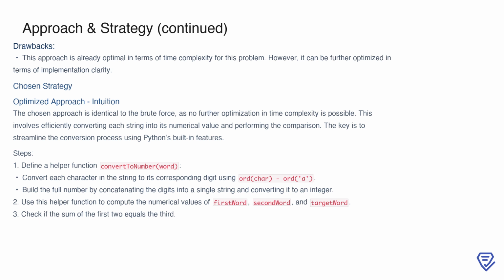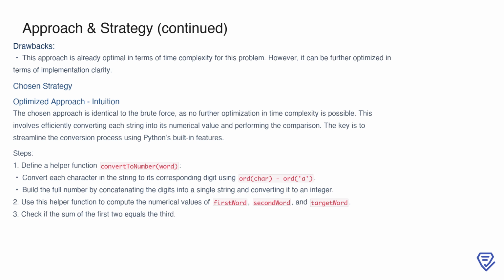This function works by iterating through each character of the string, converting it to its corresponding digit using the formula ord(char) - ord('a'), and then concatenating these digits into a single string, which is finally converted to an integer. Using this helper function, we efficiently compute the numerical values of first word, second word, and target word. The final step is to check whether the sum of the first two values equals the third.